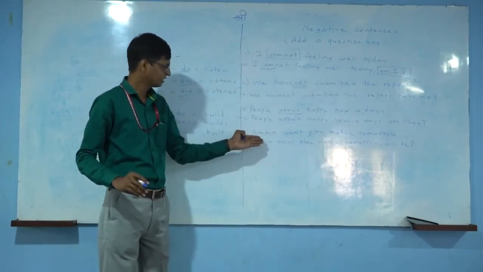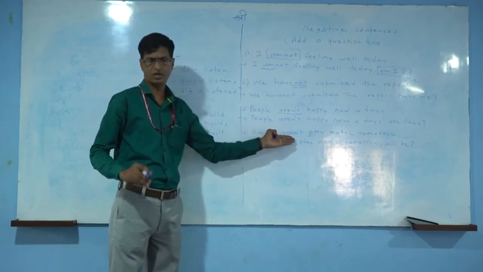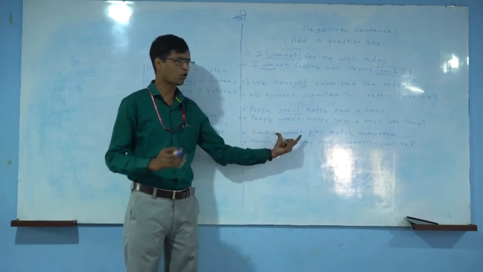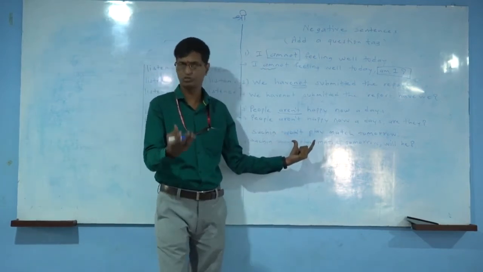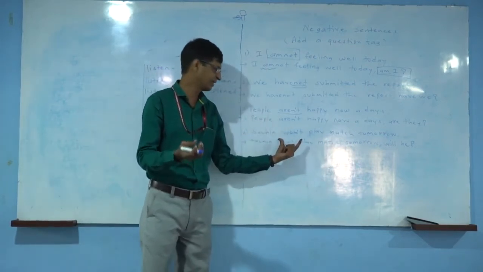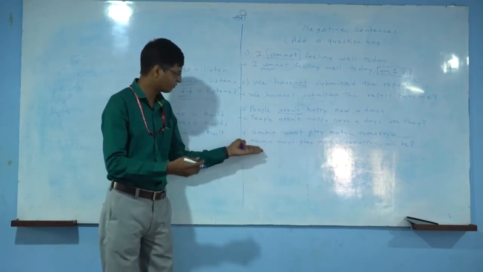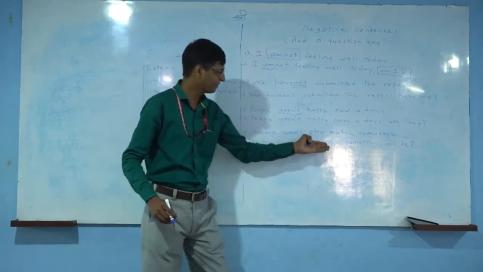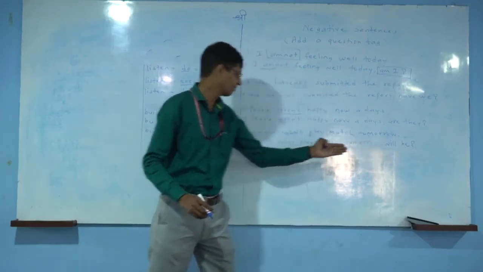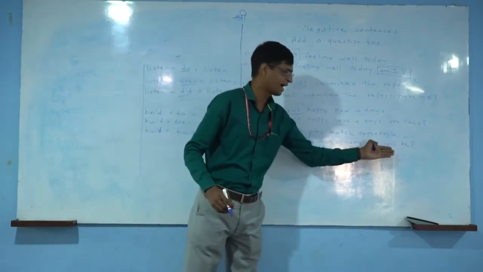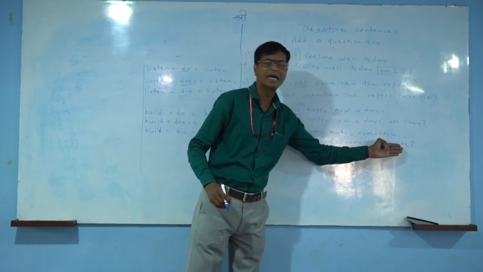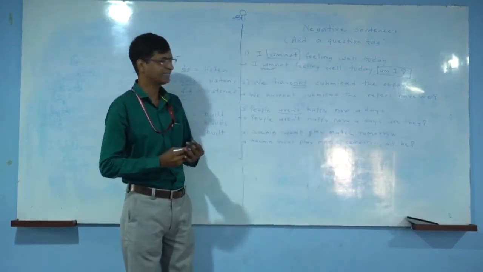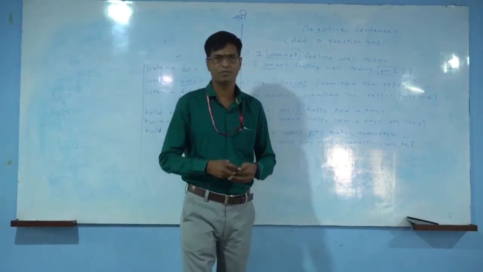Number four is that Sachin won't play match tomorrow. Won't is the contracted form of will not. Dear students, you must know these very small things, and we are writing in the answer: Sachin won't play match tomorrow, will he? Since he is masculine gender, will, he, and question mark. So learning and writing the answers of question tags is very important.